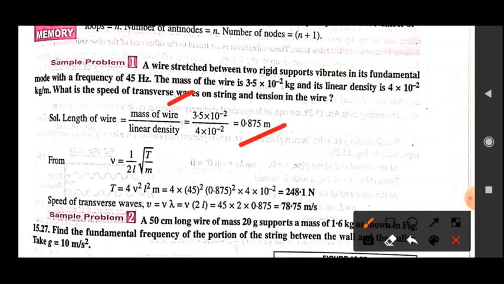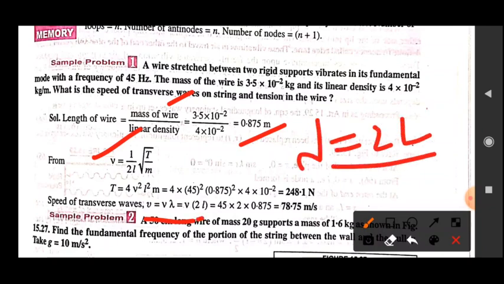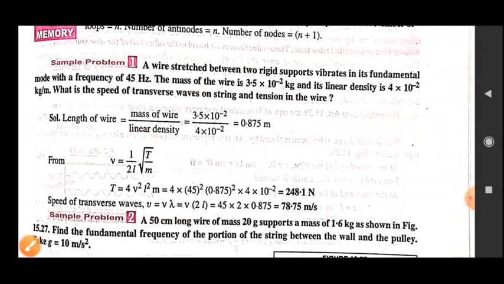Now as the length is calculated, we can use this formula to calculate the tension first of all, and after calculating the tension we can also use the formula v is equal to nu lambda. For the fundamental mode, lambda is equal to 2l. So if you write 2l, and the value of l as we have already calculated here, you can calculate this value. This is a very easy problem, just a formula based problem.